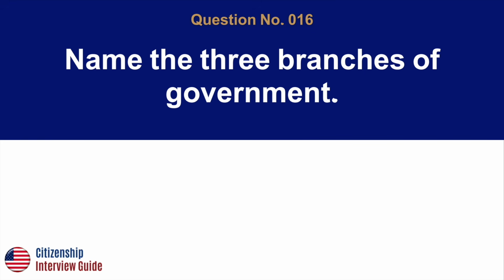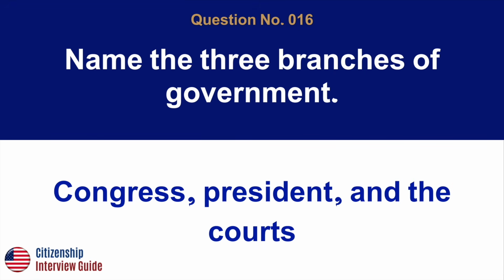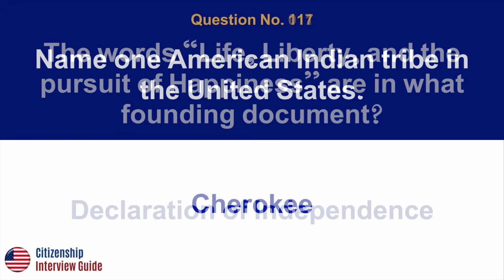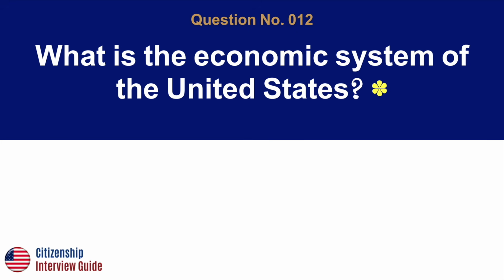Name the 3 branches of government. Congress, President, and the courts. Name 1 American Indian tribe in the United States. Cherokee. What is the economic system of the United States? Capitalism.